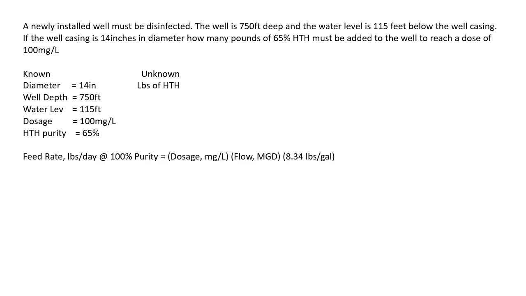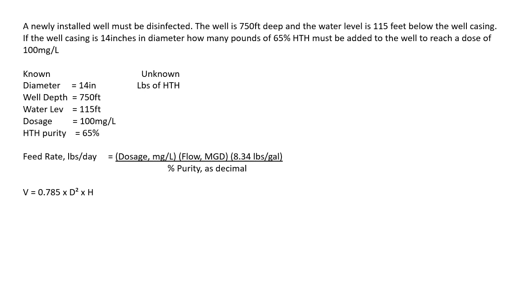Pounds formula at 100% purity: dosage in milligrams per liter times flow or volume in million gallons times 8.34 pounds per gallon. It's not 100% pure. So again, when it's not 100% pure for a pounds formula, you divide by the percent purity as a decimal. So to solve now, we already have our dosage, we need our volume. Again, we're given diameter, so this is a cylinder. Volume of a cylinder: 0.785 times diameter squared times the height.